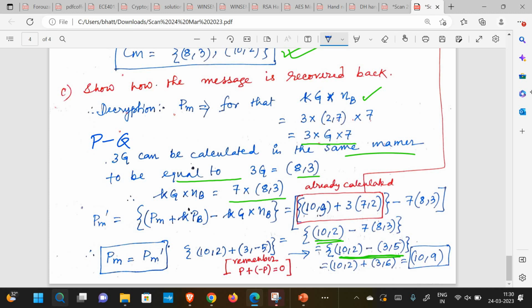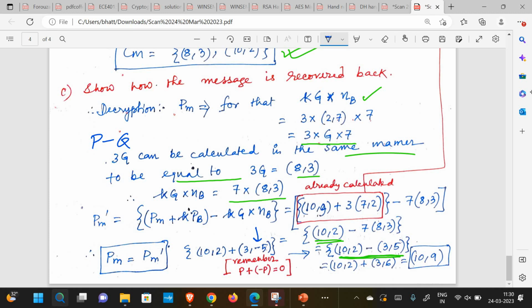So it is P minus Q you are doing. Can anyone tell me what exactly has happened over there or how we are going to do it? It's P plus minus P. Remember, there is no subtraction in case of elliptic curve arithmetic. So what we have to do is, we have to take minus P over here. You can see I have changed it.